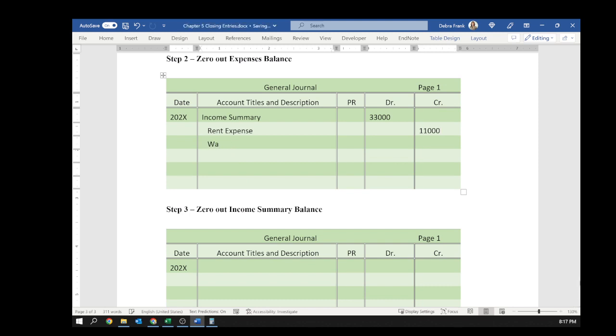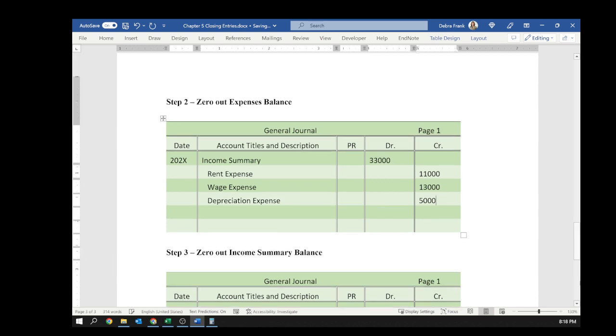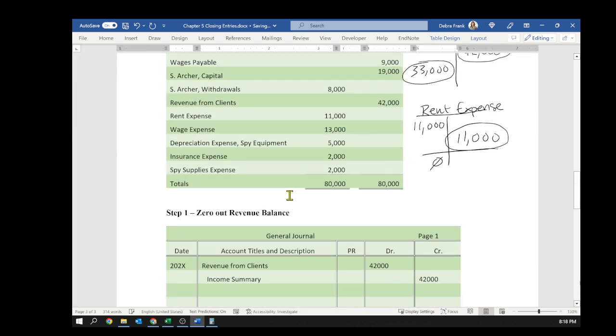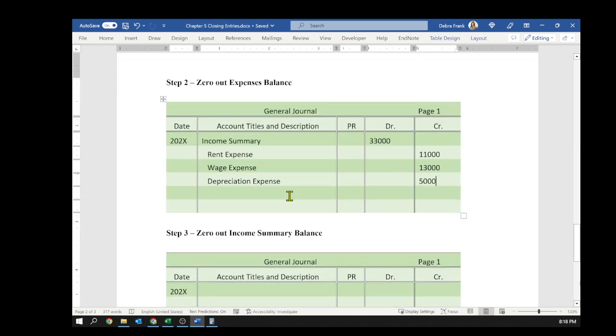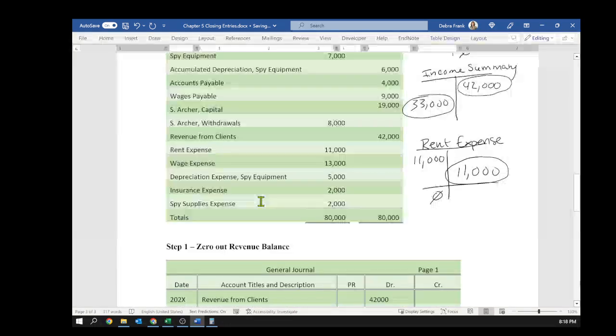So wage expense. I already forgot. What was it? 13,000? We'll go check again. And then depreciation expense. $13,000 and $5,000. Okay, and then we have insurance expense and then supplies expense for $2,000 for both of them. And those were debit balances, so we want to close them out. We'll close them out with credit balances. What was it already again? Insurance and supplies.